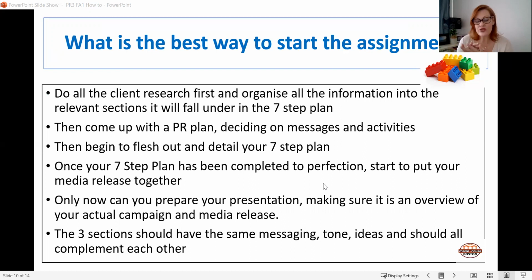And remember, all 3 assignments, your 7-step plan, your presentation, and your press release, should all have the same tone, the same messaging, the same ideas, and should all be one consolidated document that a client would look at. Also remember company colors, logos, that kind of thing to make your presentation and your documents look professional.